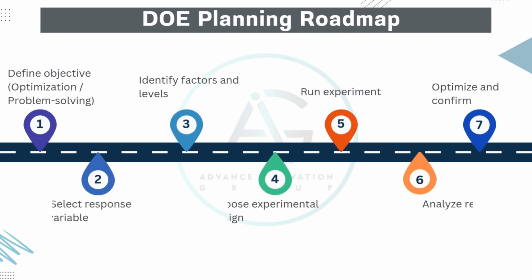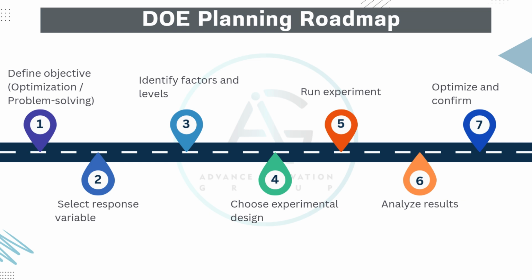This slide shows the step-by-step roadmap for planning a design of experiments, DOE. Each step is crucial to ensure that the experiment is well-structured and gives meaningful results. 1. Define objective. The first step is to clearly define what we want to achieve. Are we trying to optimize a process or solve a specific problem? Having a clear objective helps guide the entire experiment.